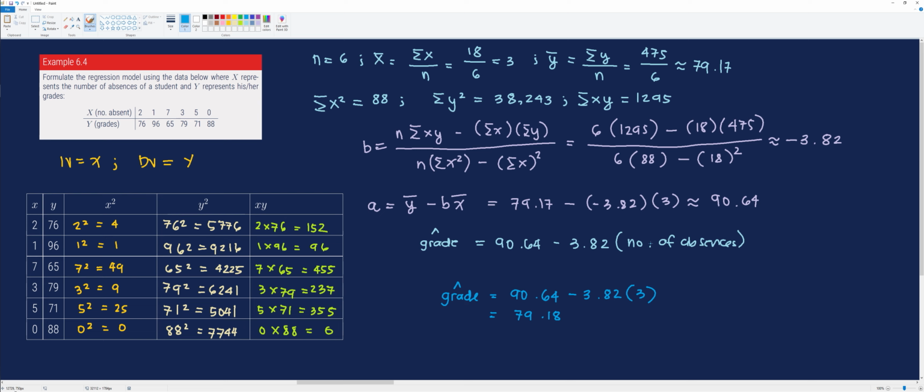And there you have it. That's how we formulate the regression model. That's how we interpret the regression equation. That is how we use the regression equation to predict the value of our dependent variable using our independent variable.